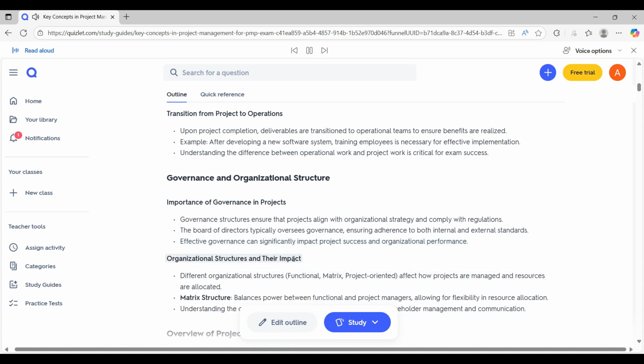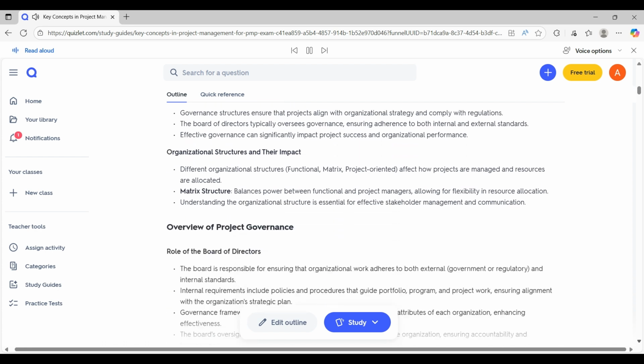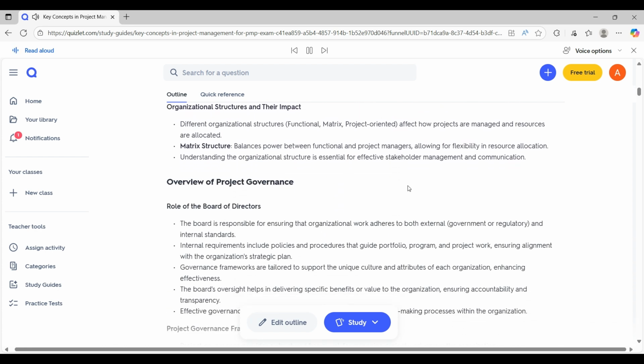Organizational structures and their impact. Different organizational structures, functional, matrix, project-oriented, affect how projects are managed and resources are allocated. Matrix structure balances power between functional and project managers, allowing for flexibility in resource allocation. Understanding the organizational structure is essential for effective stakeholder management and communication.